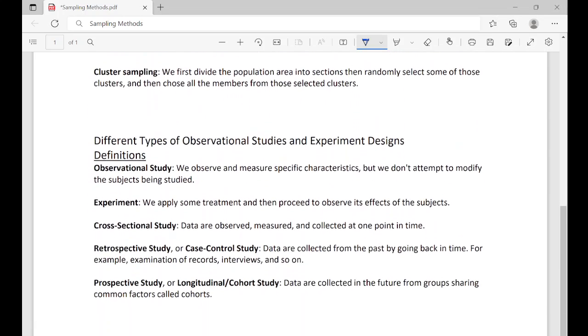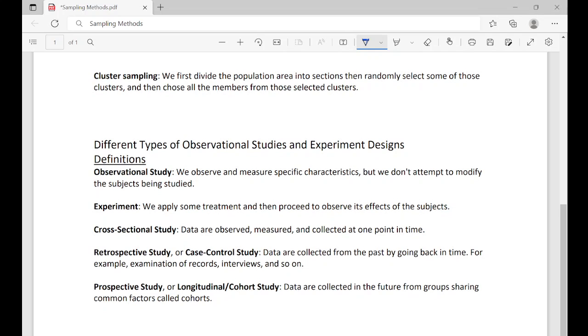Now, we also have different things called observational studies and experiment designs. So let's look at what those are. An observational study is where we observe and measure specific characteristics, but we do not attempt to modify the subjects being studied. So it's kind of like looking at a poll or something. We just observe it and we measure the specific characteristics, but we don't do anything else other than that. We don't introduce anything to it.